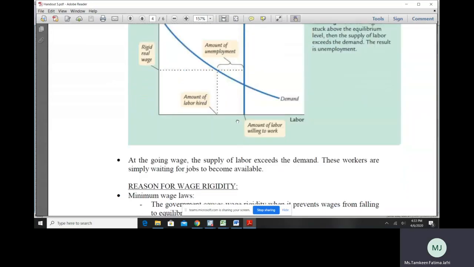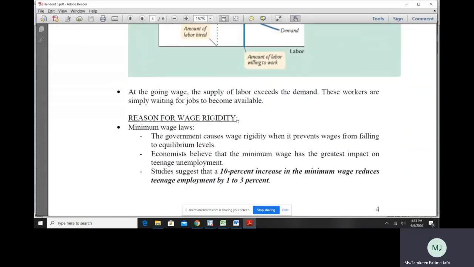Okay, so reasons for wage rigidity, there are three reasons that we are going to discuss. The first reason, which I have just mentioned, is the minimum wage law. The government uses wage rigidity when it prevents wages from falling to the equilibrium level. Economists believe that minimum wages have the greatest impact on teenage unemployment or unskilled unemployment. Studies suggest that a 10% increase in minimum wage reduces teenage employment by 1 to 3%.